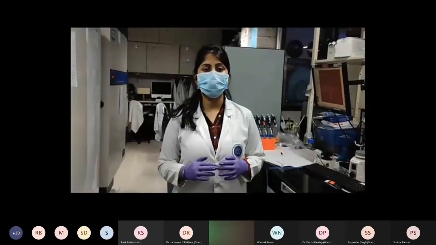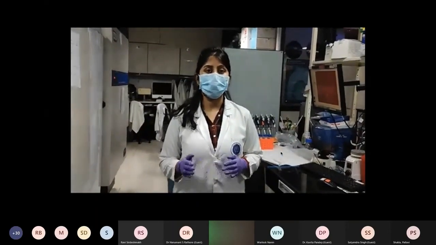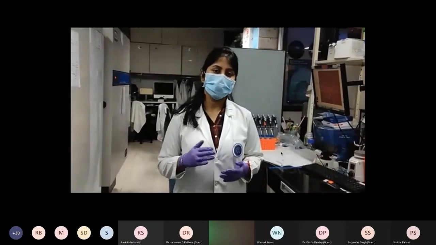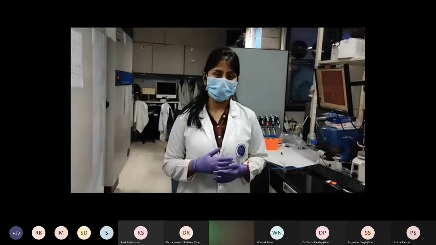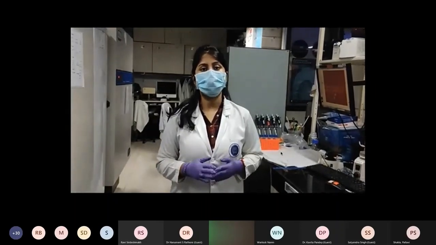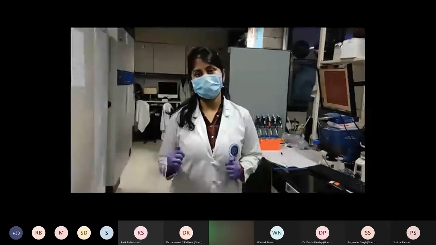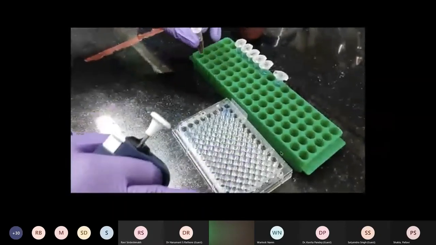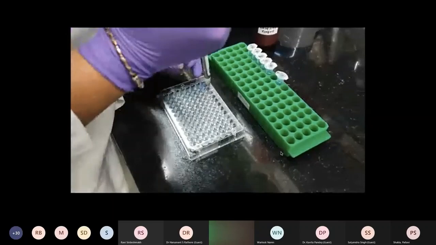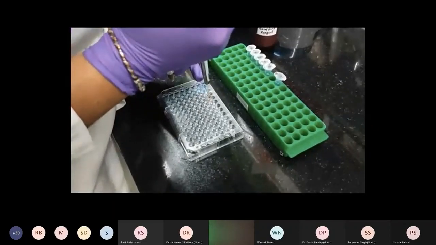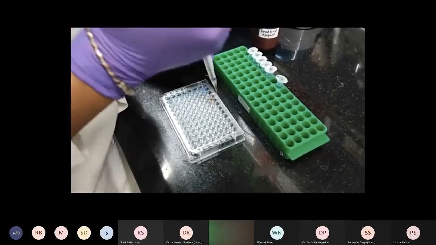It is basically based on the absorbance shift, which from unbound form to bound form changes from 465 nanometer to 595 nanometer. So absorbance should be taken at 595 nanometer. Now after incubation, each sample is added to the plate. Preferably the sample should be added in duplicates.